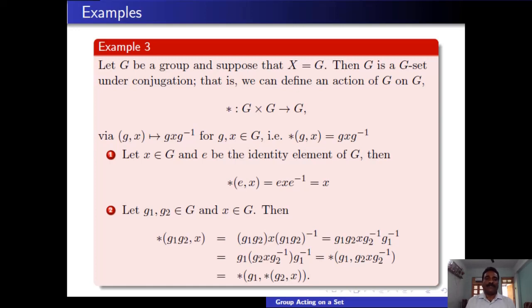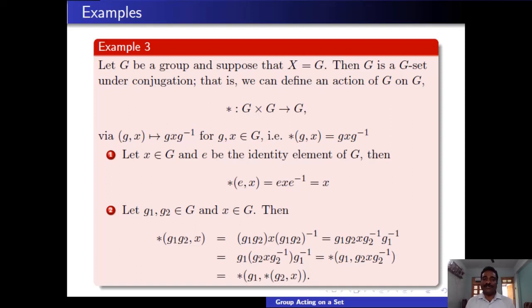To check whether this one is a group action, we need to check two properties. The first one is we take the identity element of the group G, e, and one element of X. Here X is equal to G, so x also belongs to G. Then by definition star of (e, x) is equal to e x e inverse, which is same as x. So it satisfies the first property, so let us see the second property.